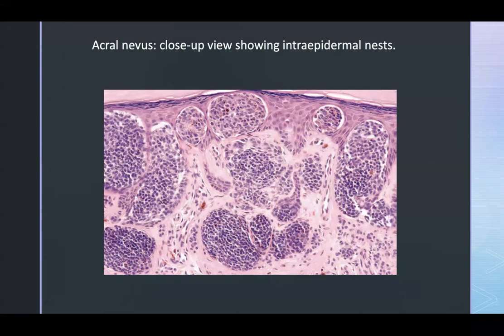You could also do a Ki67 Melan A double stain to look at the proliferation rate within the melanocytes. If you find anything 10% or greater, that's definitely very worrisome. And typically it will correlate with nuclear pleomorphism as well as presence of mitotic figures.